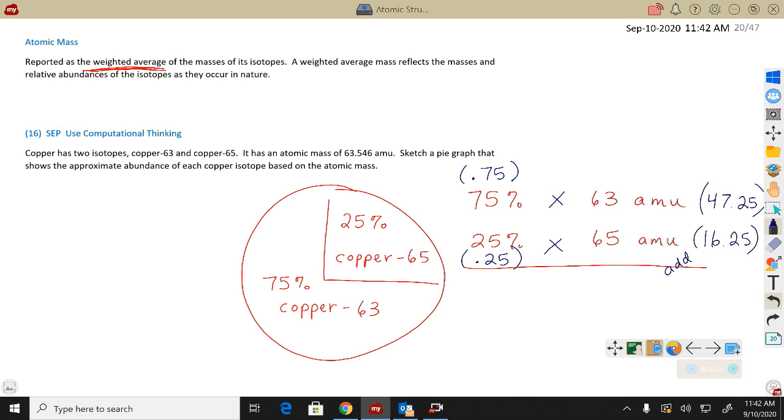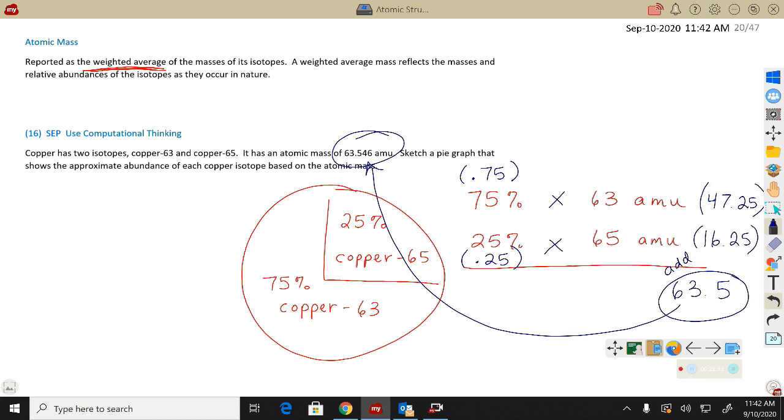Okay, so if I add these numbers together, the 47.25 plus the 16.25, I get 63.5. And look at that. It's pretty close to the weighted average mass that would appear on the periodic table.